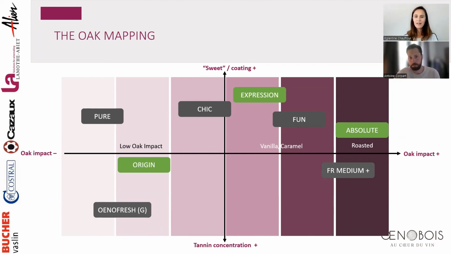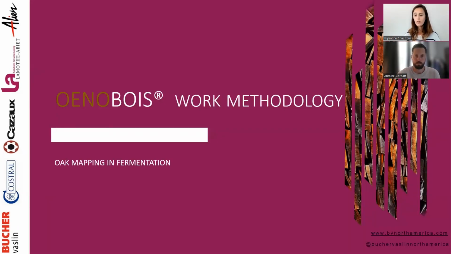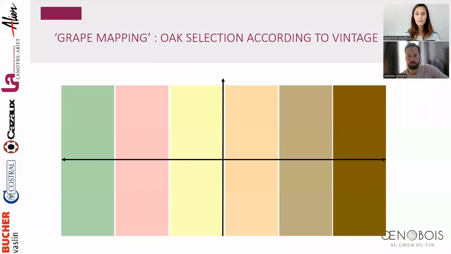So this said, now that we positionate our oak on this map, let's talk about how to use them in your wine. So we are doing the same work with the wines and the grapes to really help you anticipate your needs in terms of oak and also select the best oak you can.